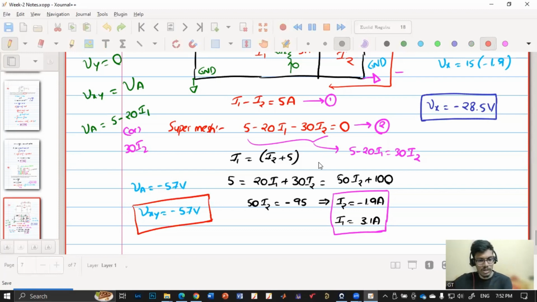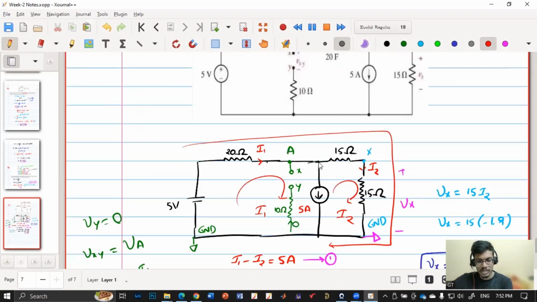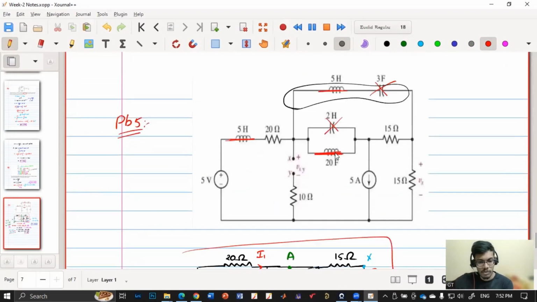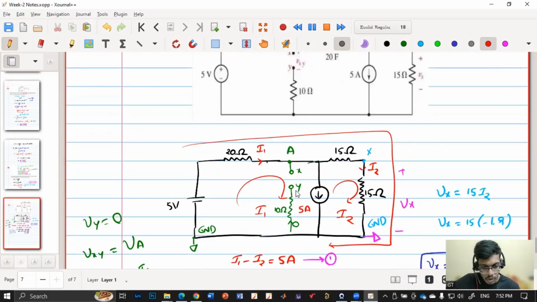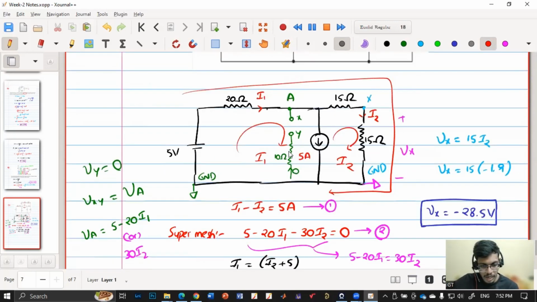You just have to know that when the circuit reaches steady state, inductor will be shorted, capacitor will be open. After doing this, I got this circuit, and as this branch does not have any effect on the overall circuit because it is anyway open, I have removed that and I have calculated I1 and I2.